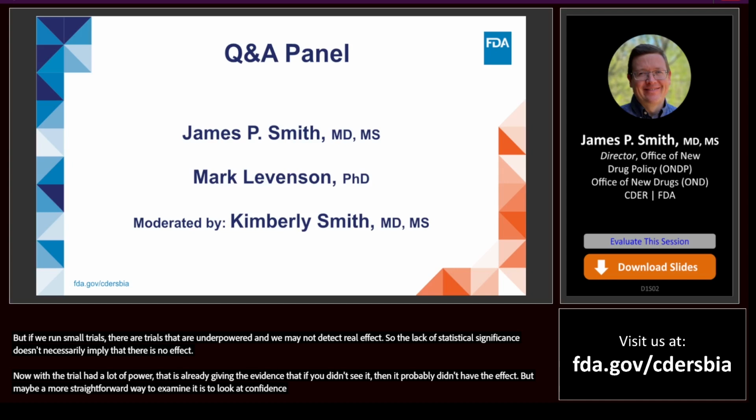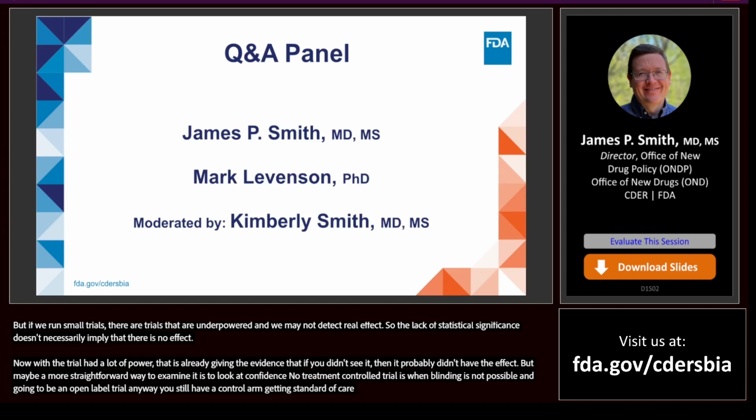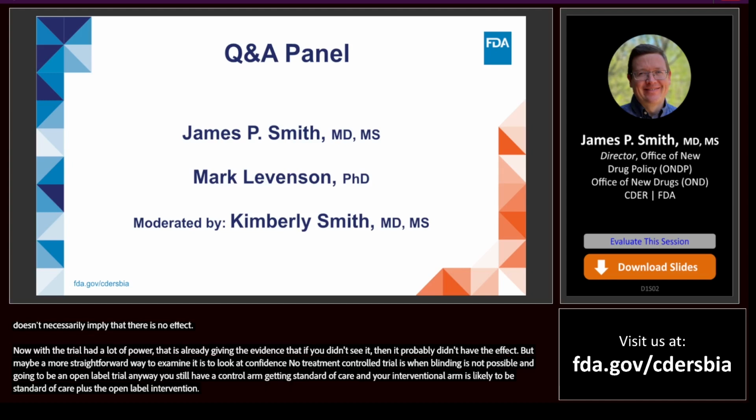A no treatment control trial is really when blinding is not possible and it's going to be an open label trial anyway. Then you still have a control arm that's just getting standard of care, and your interventional arm is likely getting standard of care plus the open label intervention. So hopefully that clarifies. Thanks.